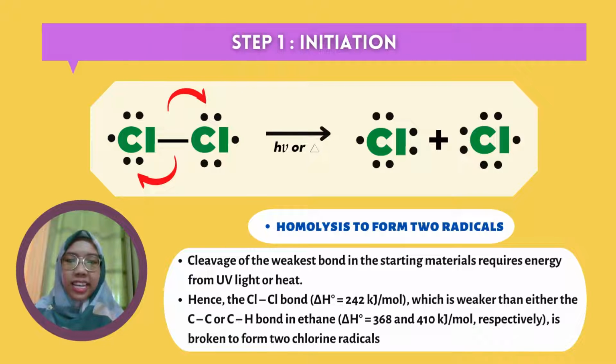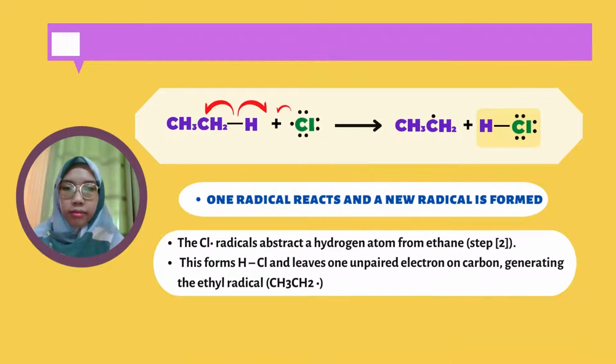The first step, initiation. This is where homolysis happens to form two radicals. The cleavage of the weakest bond in the starting materials, in this case the chlorine-chlorine bond, requires energy from UV light or heat. The movement of the electrons in the bond is shown by the fishhook arrows, where one electron each goes to one chlorine atom. The chlorine atom now has one unpaired electron, making it a chlorine radical.